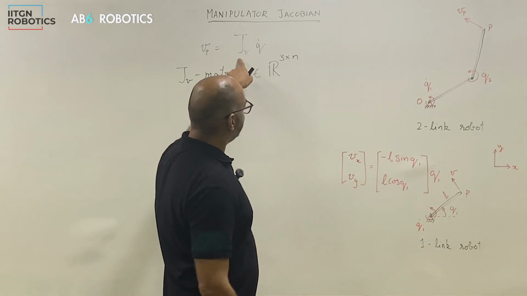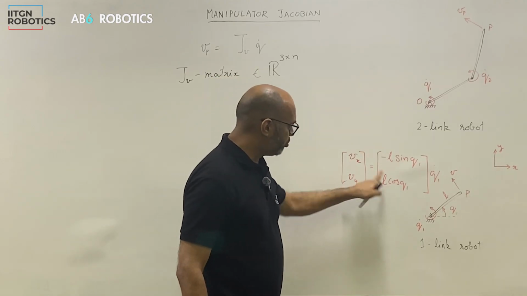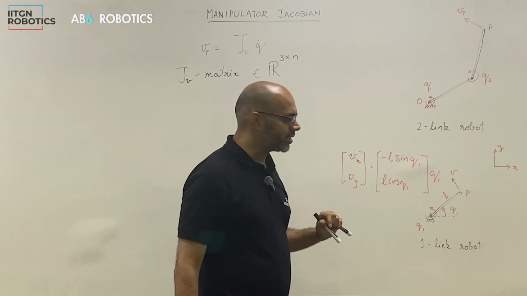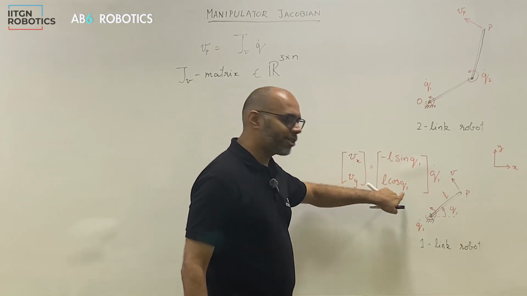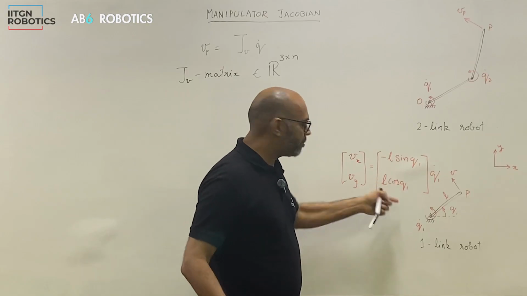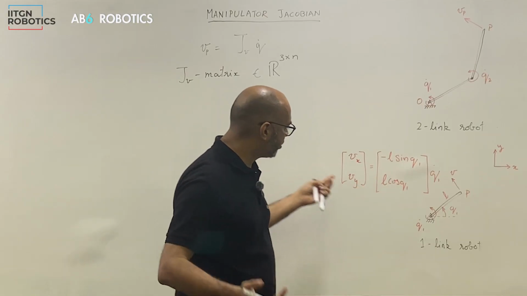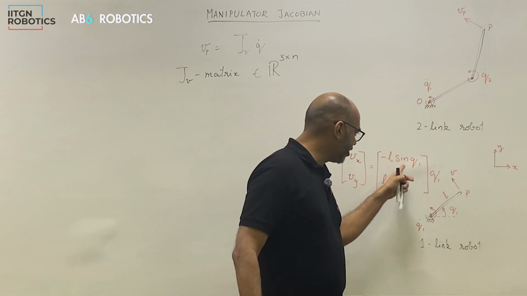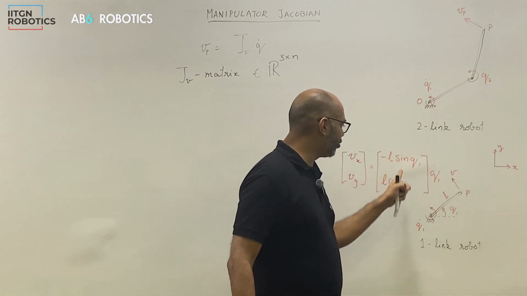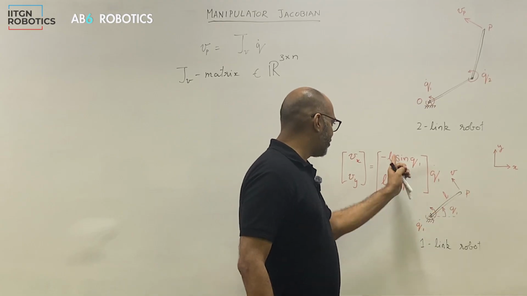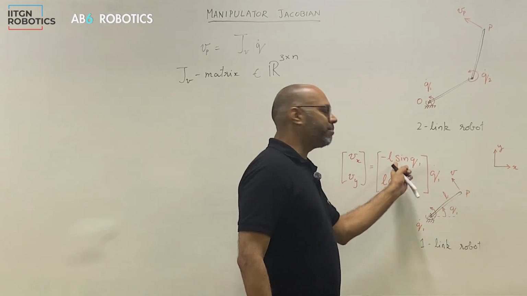the matrix JV is 2 by 1 and it has the sine and cosine functions. But as you can see, it depends on q1. So if q1 is different, the numbers would change. A simple example would be when q1 is 0, sine of q1 will be 0 and this will be 1. So I get a 0 and L. But when q1 is 90, then I would get a 0 and minus L.